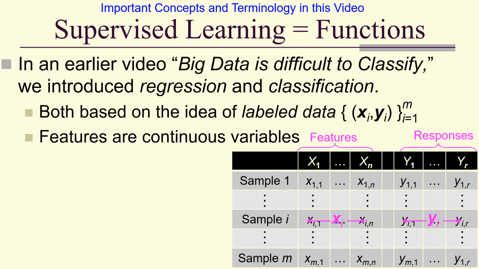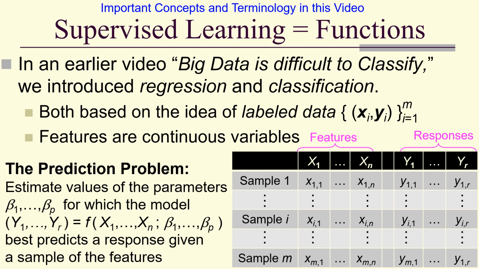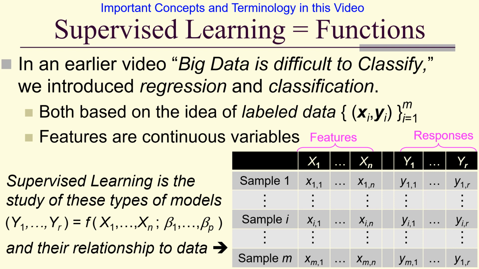Features, we'll assume, are continuous random variables. And the prediction problem is to estimate values of the parameters for which the model best predicts a response given a sample of the features. In other words, supervised learning is the study of these types of models and their relationship to this type of structured data.